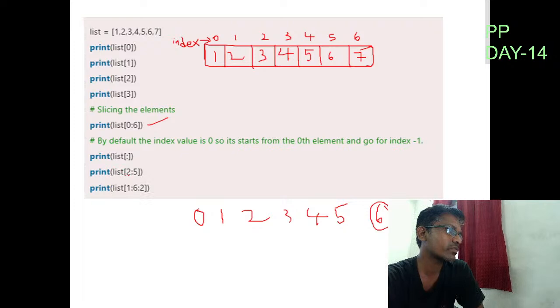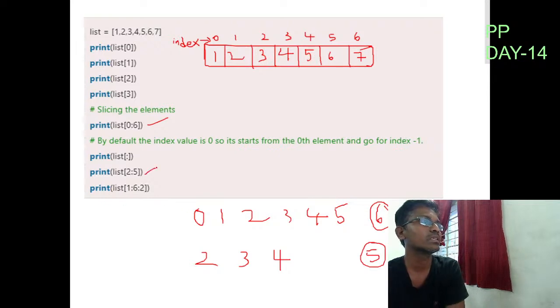So next one, list followed by 2 colon 5. Index number 2 followed by 5. That means 2 is included and 5 is excluded. Then in between 2 and 5, the positions are 2, 3 and 4. So there are 3 elements. At index number 2, the value is 3, at index number 3, the value is 4, and at index number 4, the value is 5. Then we'll get the output 3, 4, 5 for the 2 colon 5 expression.